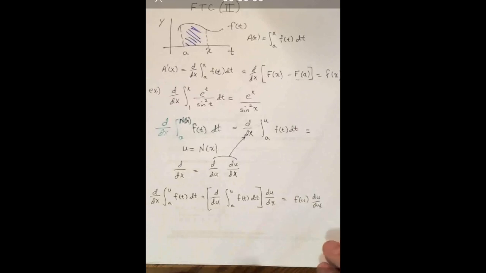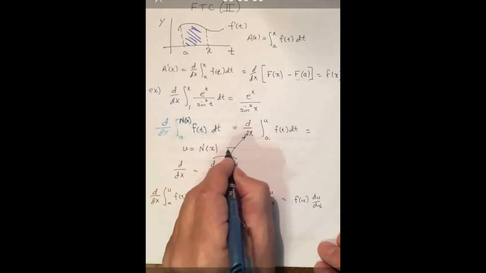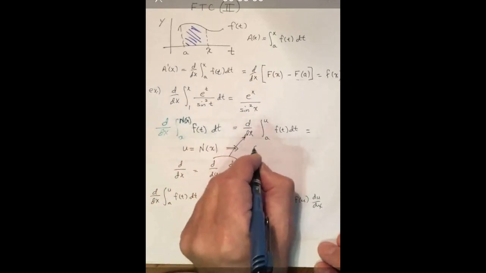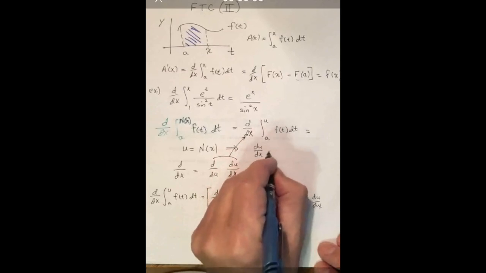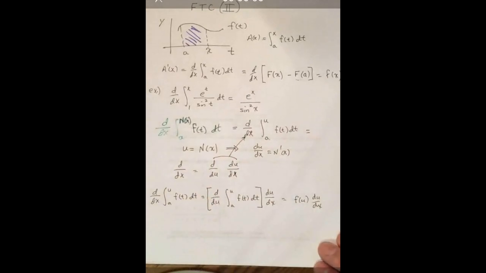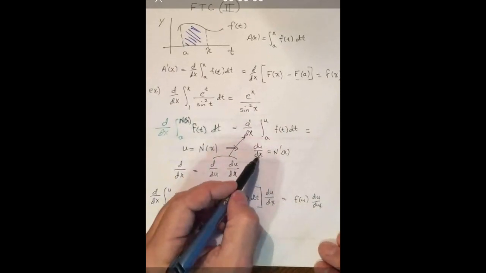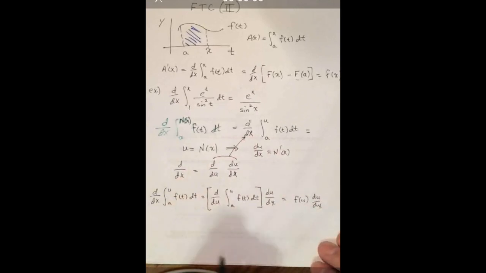Well, you might say, how did that help? Look, right here I've got u equals n of x. Now if I differentiate both sides, I get du is equal to n prime of x. Okay? So where I've got the du dx, I can put the derivative n prime of x.